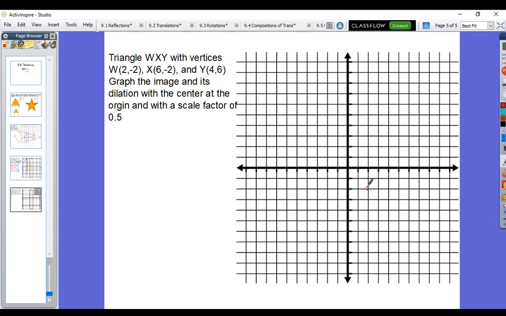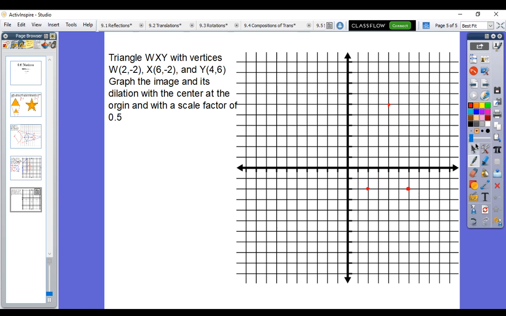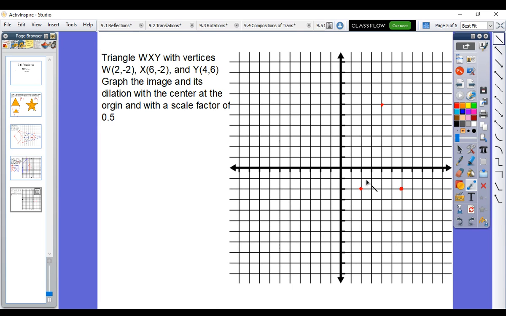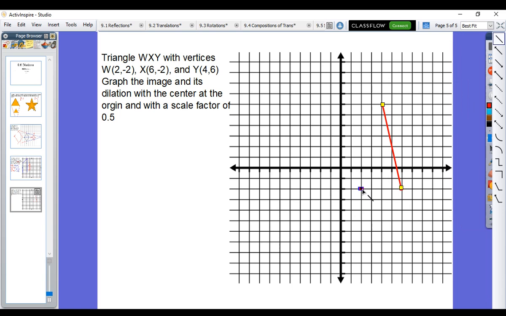So 2, -2. Right there. There we go. 6, -2. And then 4, 6, right there. So this is our line. We're in red. So from here to here, here to here, and there to there. So this is our original triangle, WXY. We are doing a dilation of 0.5, so it's shrinking it.